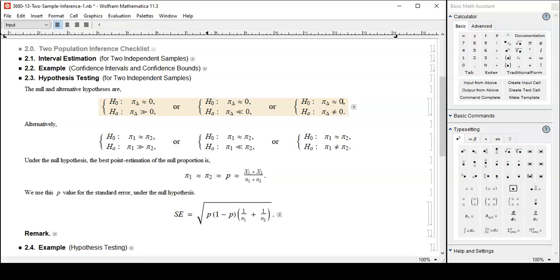Take the difference between the proportions and compare with 0. And here's another way. Compare just two proportions, pi 1 and pi 2. Oh, by the way, I'm using pi for proportions because population parameters are typically written in Greek. So P for proportion, and that becomes pi for population proportions.